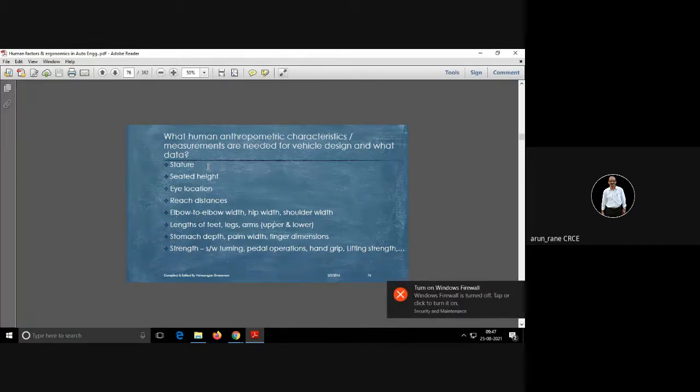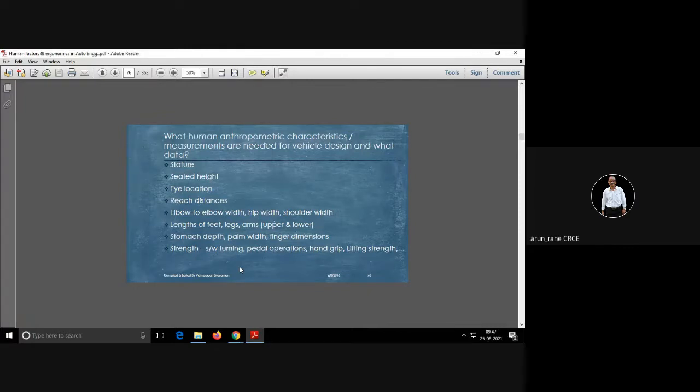upper and lower, stomach depth, like some have the bigger tummy. Then what is the palm width, then finger dimension. See how in minute details the ergonomics engineers are studying people. The strength while turning, pedal operations, hand grip, lifting strength. So all these are very important when you are doing a workplace design.